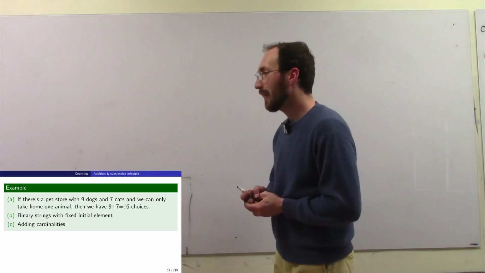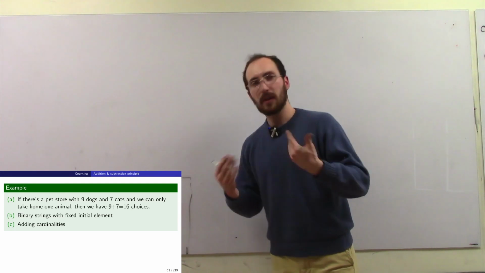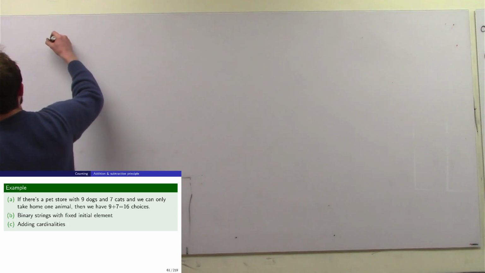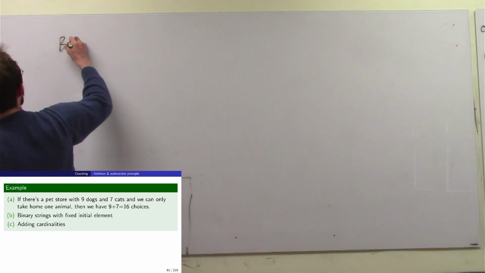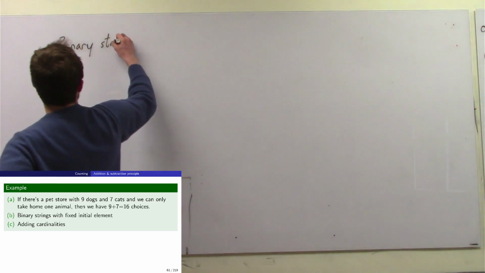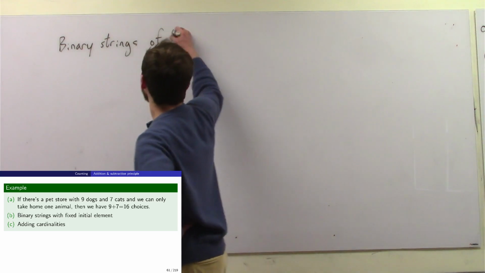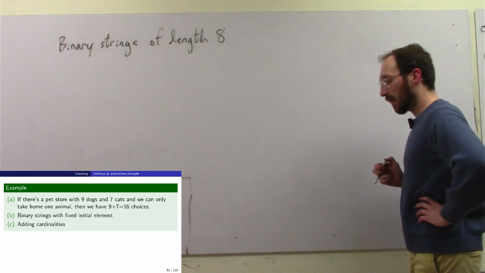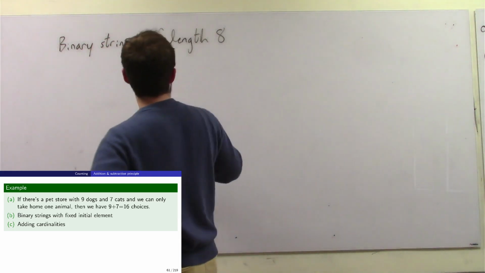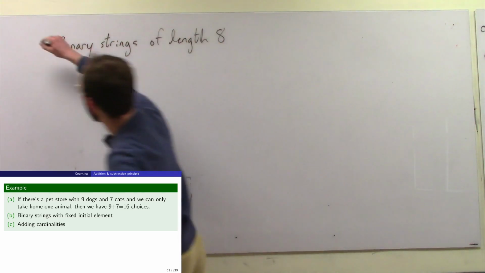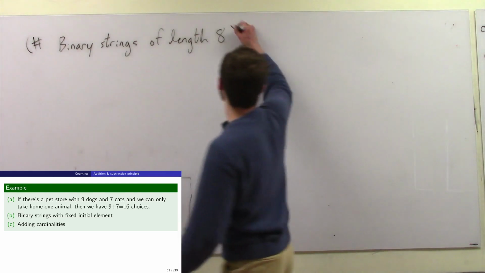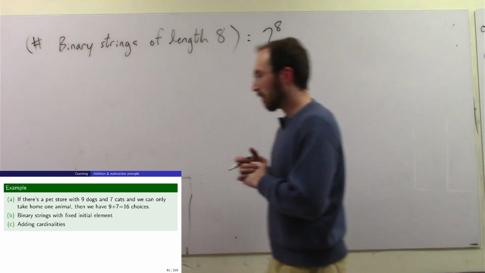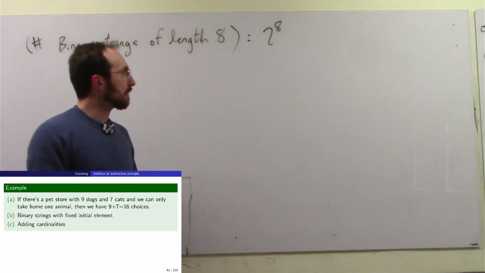What else can we do here? Well, we can count binary strings. I know, so if we were to look at, say, binary strings of length, let's go length 8, sure. So let's look at binary strings of length 8. Now, we know the answer for the number of this is just 2 to the 8. Cool.